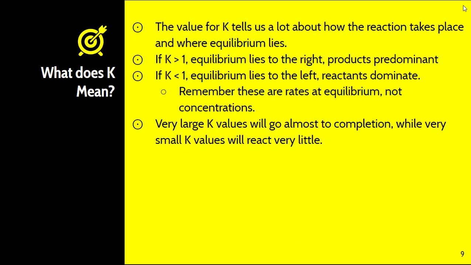So what does the value of K even mean? We're calculating this constant. How does this help us figure out which direction the reaction proceeds? Well, the value for K tells us a lot about how the reaction takes place, and more specifically where equilibrium lies. If K is greater than 1, then the equilibrium lies to the right and the products will be predominant. If K is less than 1, then the equilibrium lies to the left and the reactants dominate. Now remember, these are rates at equilibrium, not concentrations. Very large K values indicate that the reaction will almost always go to completion, while very small K values mean that the reactants occur very little.